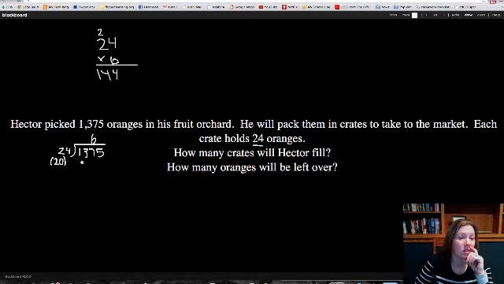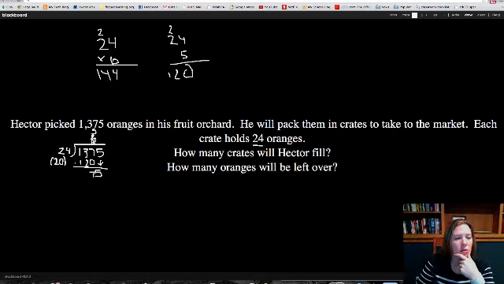That looks too much, doesn't it? So it looks like I need to change this to a 5. So 24 times 5 would be 120. So I put my 120 down here and subtract, end up with 7 and a 5. So how many times does 20 go into 75? Well, I know 20, 40, 60, so that would be 3.